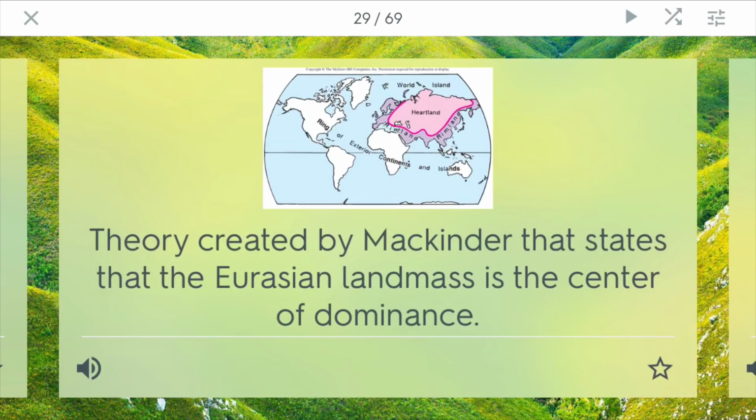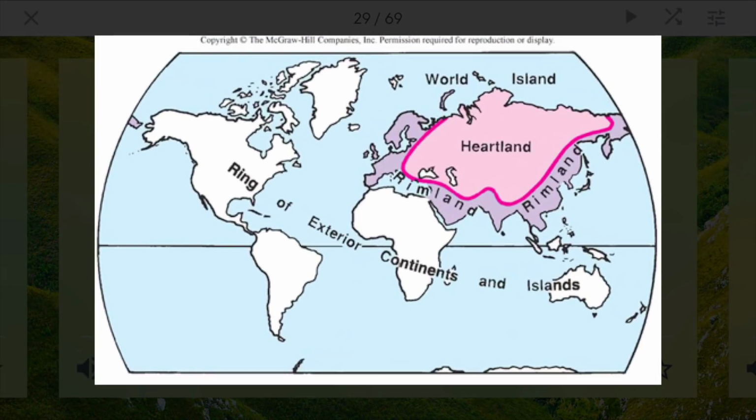Heartland Theory. This is a theory created by Mackinder that states that the Eurasian landmass is the center of dominance. So this is very European-centric, because they feel that, well, I guess it is true that the Eurasian landmass is basically the biggest continent out of all the continents in the world, and as a result, that's what makes Eurasia the most dominant and the center of all trade and supposedly the world.